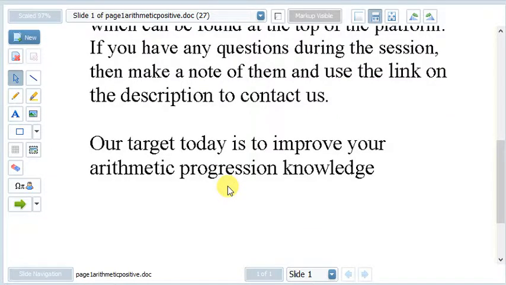Our target today is to improve your arithmetic progression knowledge.